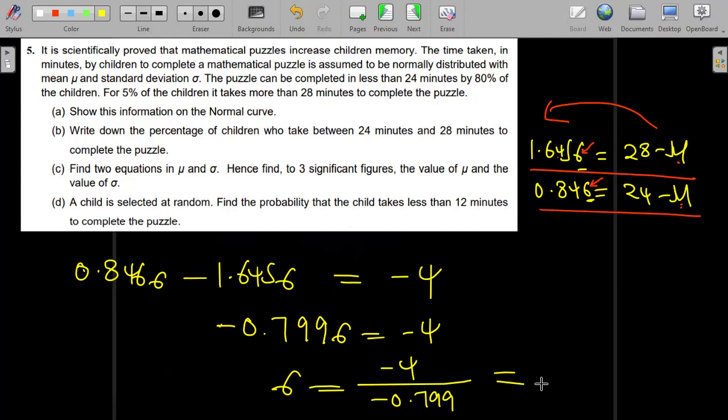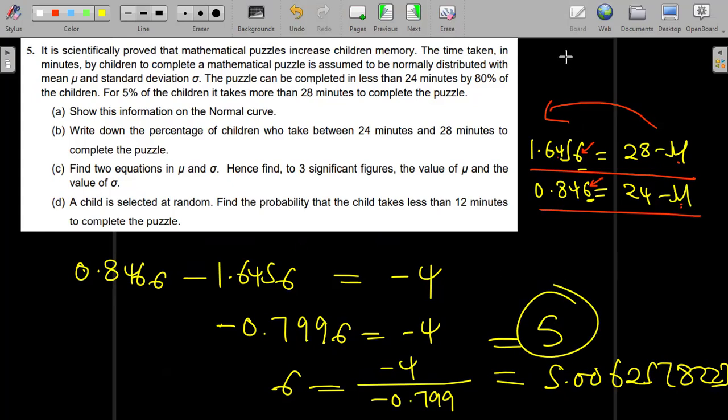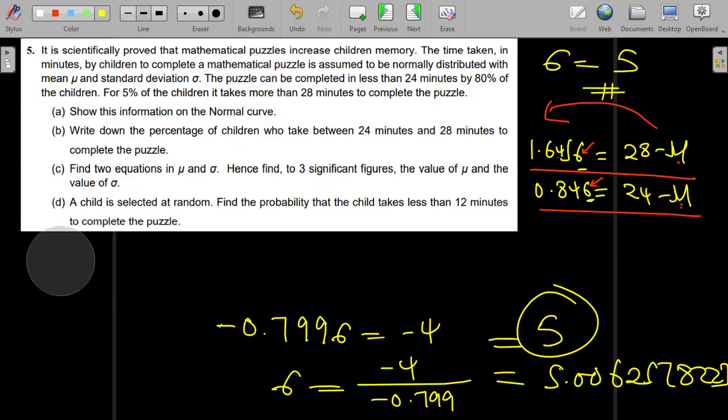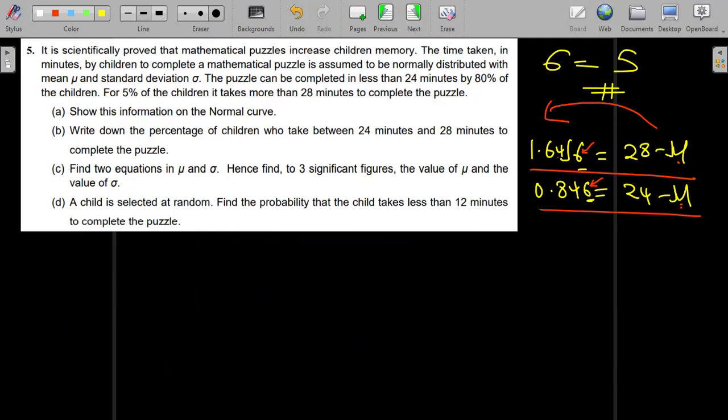So we can divide this on the calculator: 4 divided by 0.799. I'm finding my sigma as 5.00625782223. I can just round it off to a whole number, which will be 5. So that is my standard deviation. Since I have my sigma, I can find my mean.